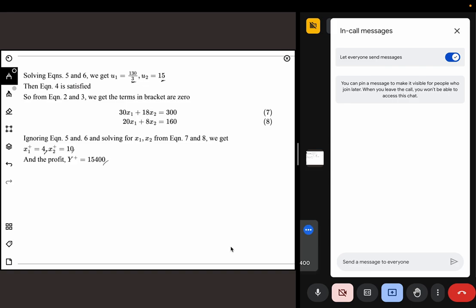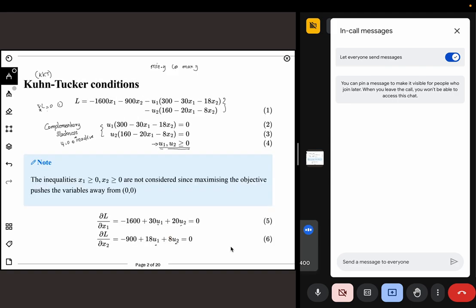Now imagine a scenario where it turns out that u1 is negative, say minus 2 or minus 5. It didn't happen here, but maybe there is another problem where you will encounter such a situation. What will you do? I solve this equation and let's say I got u1 as negative, but my KKT says that both have to be greater than or equal to 0. So what will I do then?